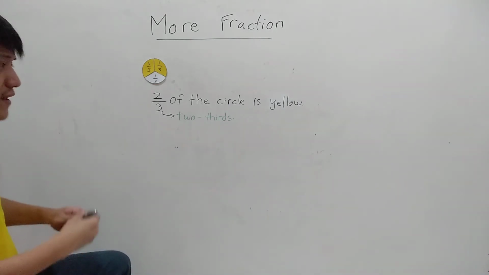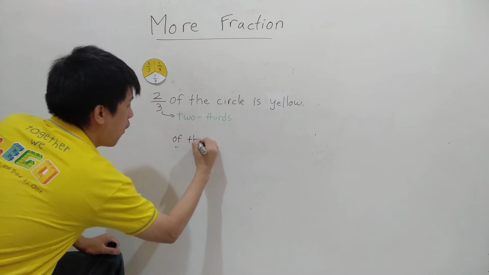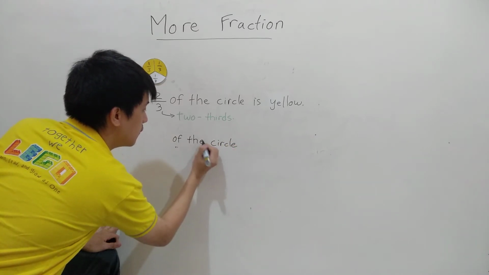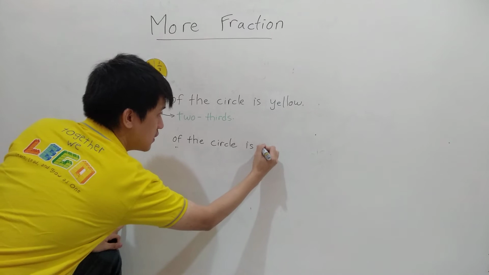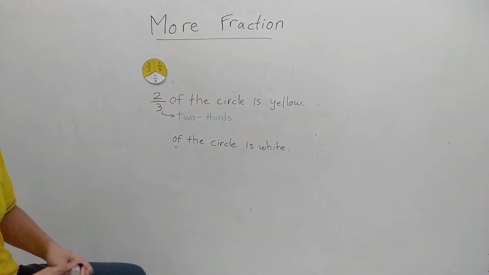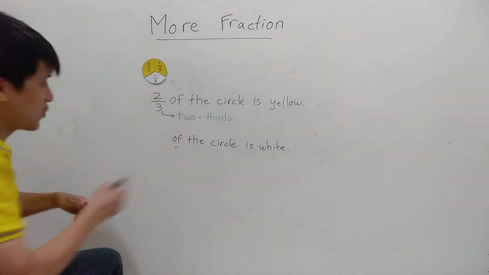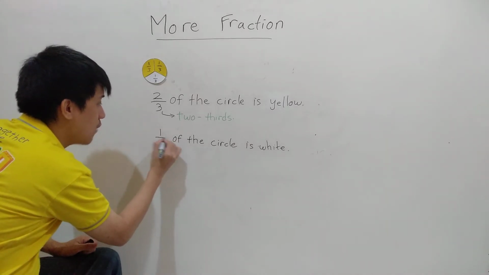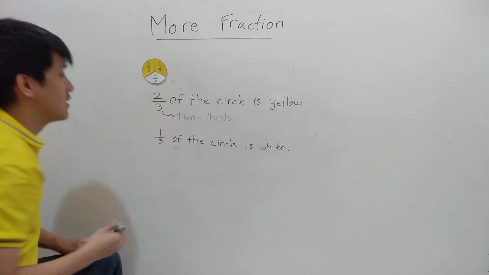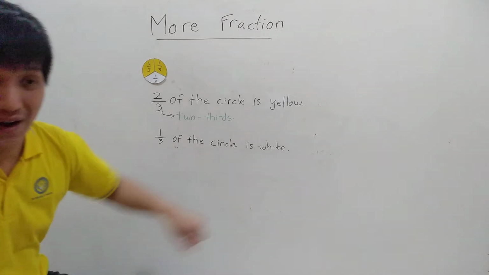How about the white? How many of the circle is white? How many of the circle is white? I only have one white, so one part out of how many equal parts? There are three equal parts. So 1/3 of the circle is white.